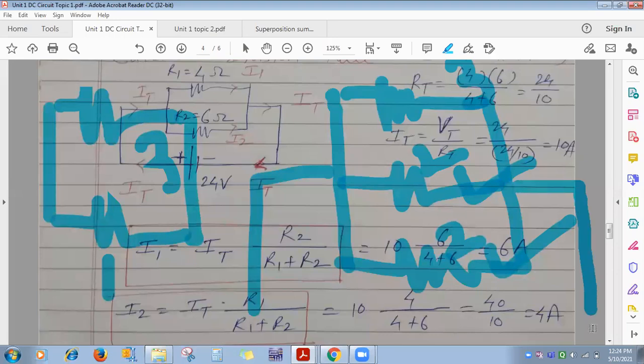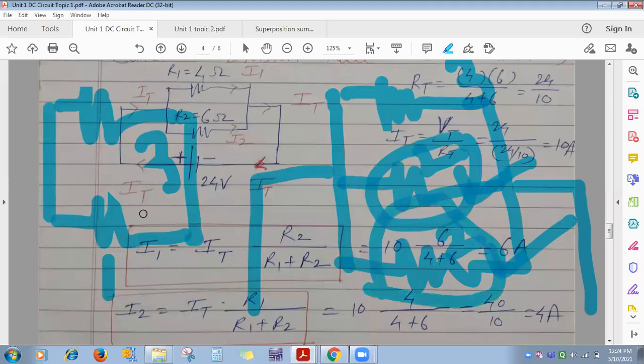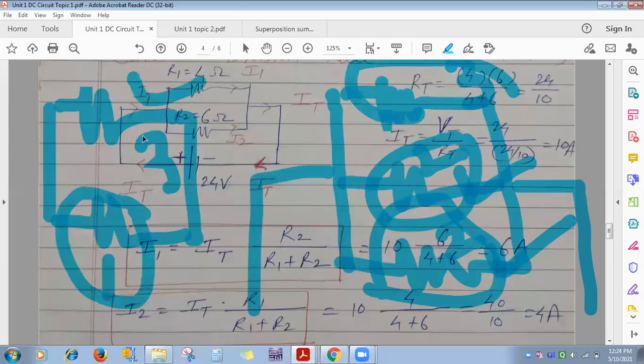Means you can apply the current division rule only when 2 are there. But if 3 are there and you are still interested in applying the current division rule, what can you do? This 2 and 2 ohm, see, this is 2, this is 2, so the equivalent is 1 ohm. That I have represented here as 1 ohm, and this 3 ohm as it is. Now here 3 ohm and 1 ohm are in parallel. You can apply the current division rule and find the current. Once you get the current flowing through 1 ohm, then you can find it through this 2 ohm also, isn't it?